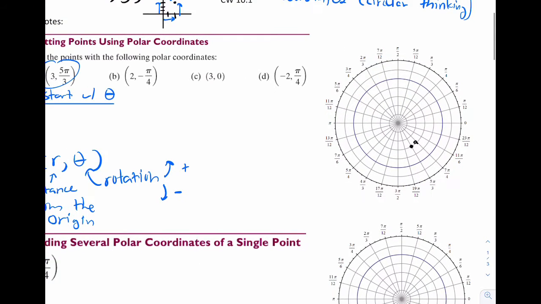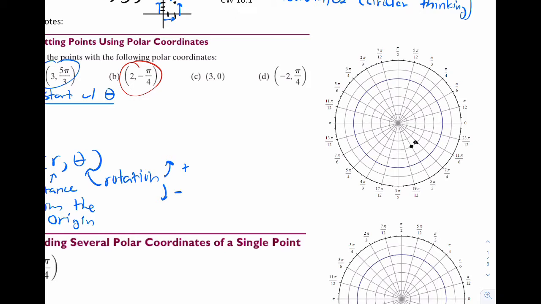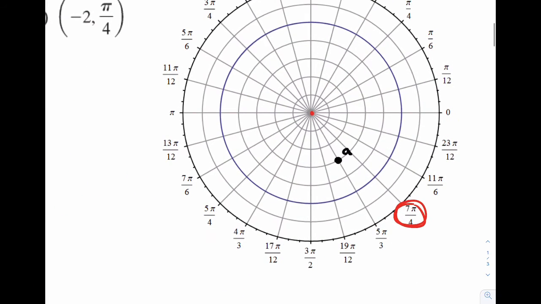Let's try another one. (2, -π/4). So I'll do this in red. So again, look at your angle. So rotate negative π/4. That would be right here. And imagine you're standing here. It says take 2 steps forward. So stay on the 7π/4 line and just go 2 steps. 1, 2. There's your point, B.